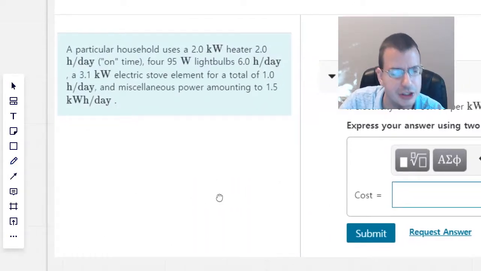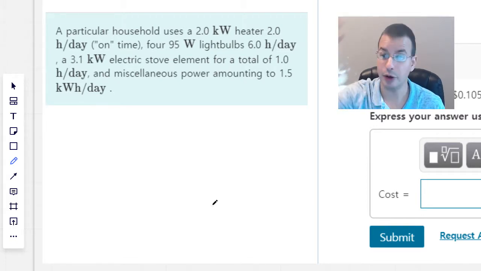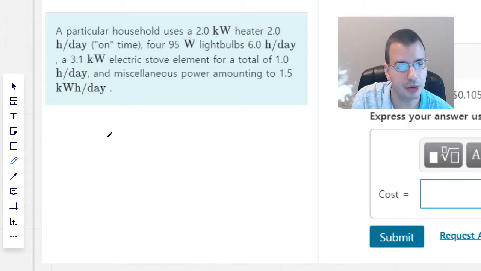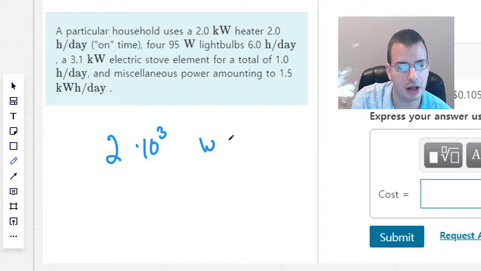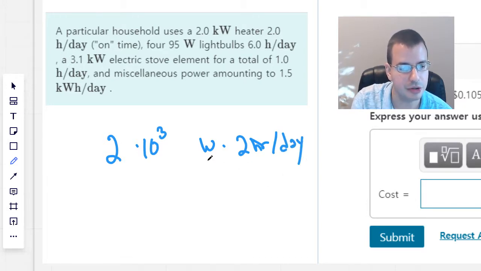Okay, so this is basically just going to be dimensional analysis and accounting, both of which are important, though not always the most exciting. A particular household uses a 2 kilowatt heater, so we'll write 2 times 10 to the third watts, times 2 hours per day.